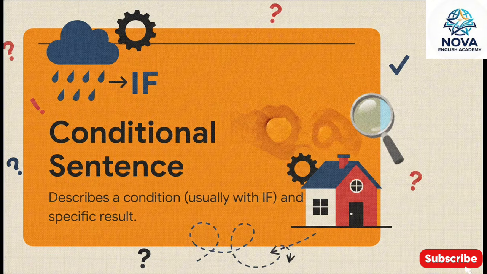If it rains, I will stay home. The cause, or condition, is if it rains, and the exact effect is I will stay home. It's just a simple logical sequence. But here's the catch with English. The way we phrase that sequence totally changes depending on how real or how likely the situation is.